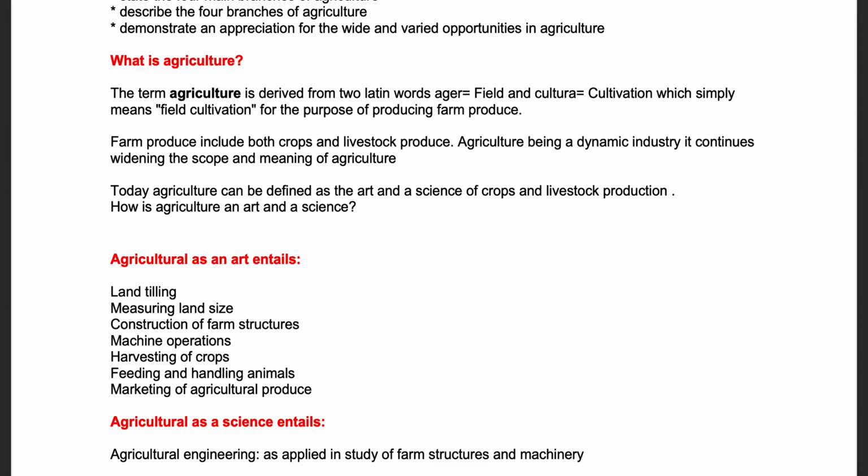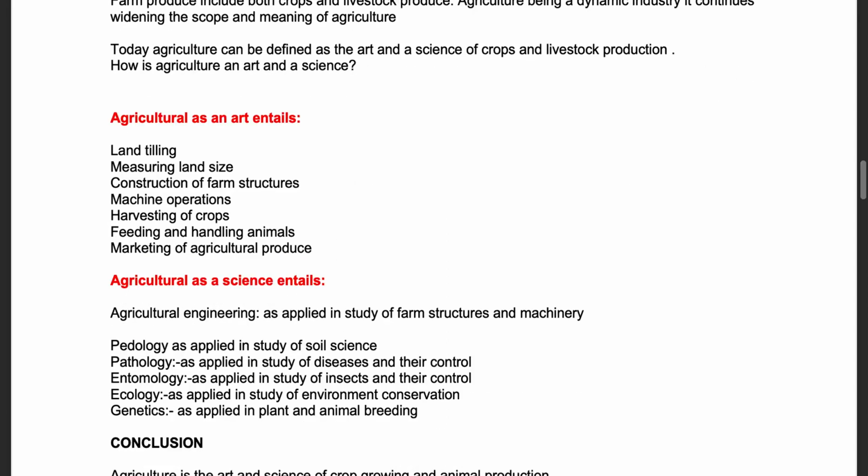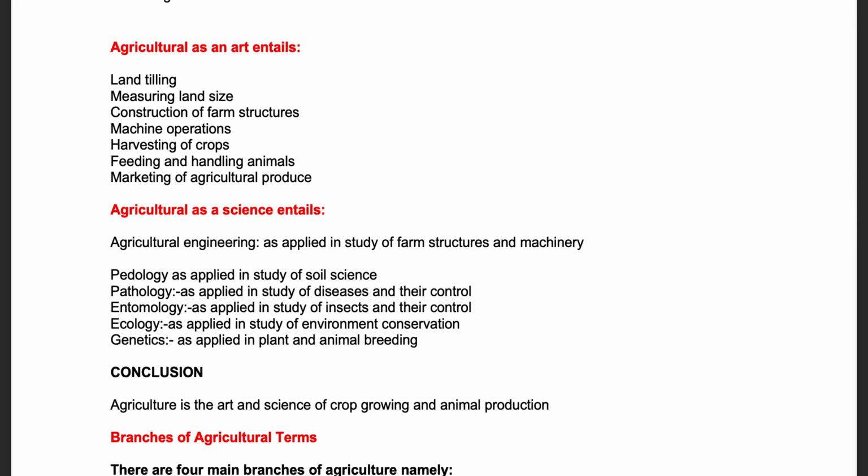Agriculture being a dynamic industry, it continues widening the scope and meaning of agriculture. Today, agriculture can be defined as the art and a science of crops and livestock production. How is agriculture an art and a science? Agriculture as an art entails land tilling, measuring land size, construction of farm structures, machine operations, harvesting of crops, feeding and handling animals, and marketing of agricultural produce.